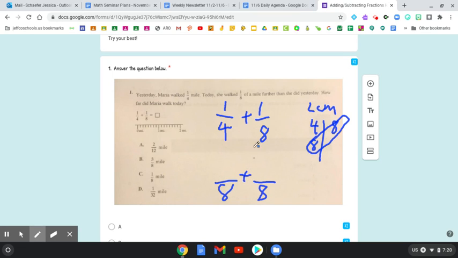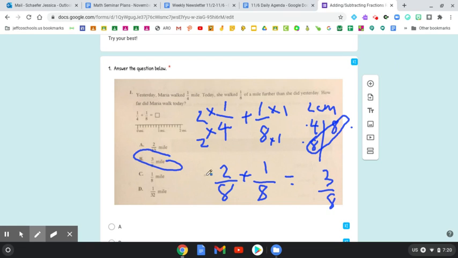I'm going to think about what I have to multiply by. In the 4s, it's times 2. I'm going to do that to the top. 2 times 1 is 2. And this side is times 1. It's going to keep it the same. 1 times 1 is 1. So I have 2/8 plus 1 more eighth would be 3/8. So she walked 3/8 of a mile. So that's going to be B.